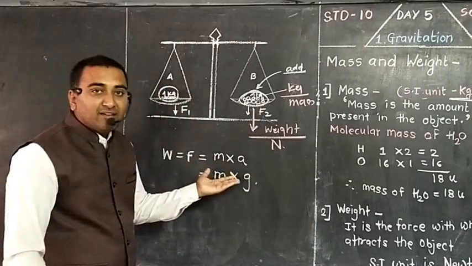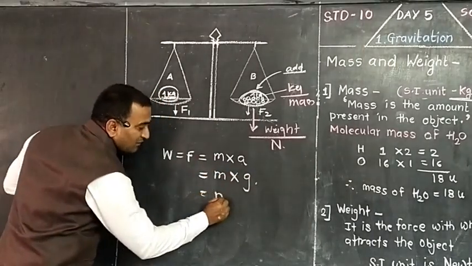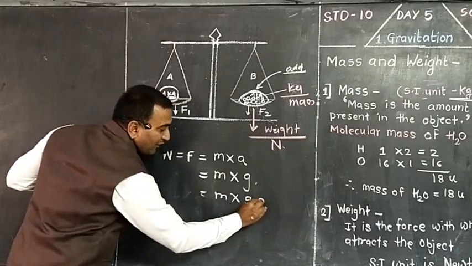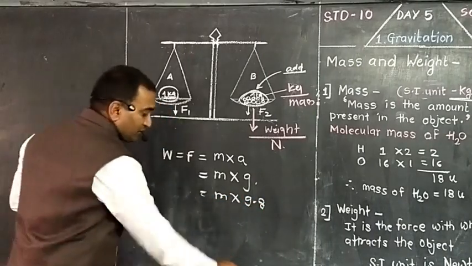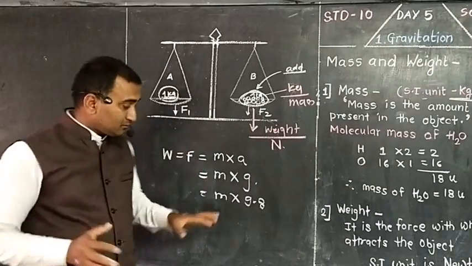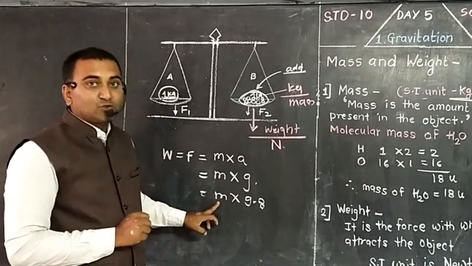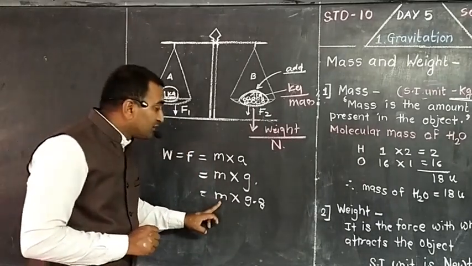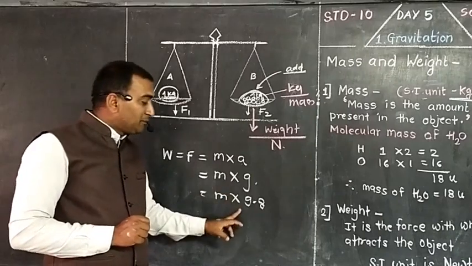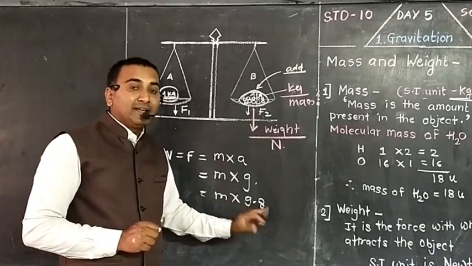And the value of g we have. What is the value of g? It is 9.8. So weight is mass into 9.8. If you want to measure your weight, what to do? Calculate your mass first and multiply it by 9.8.